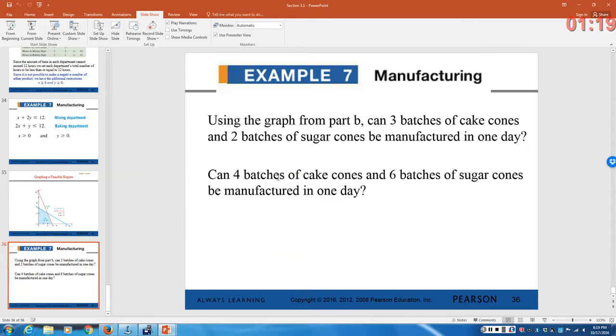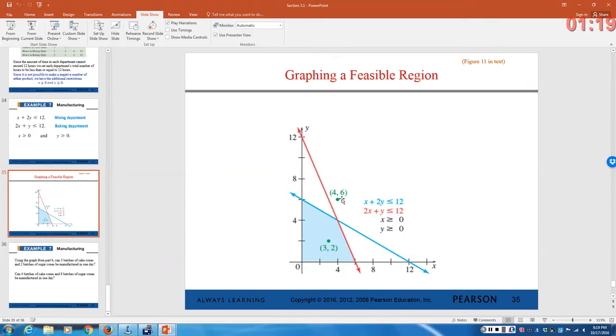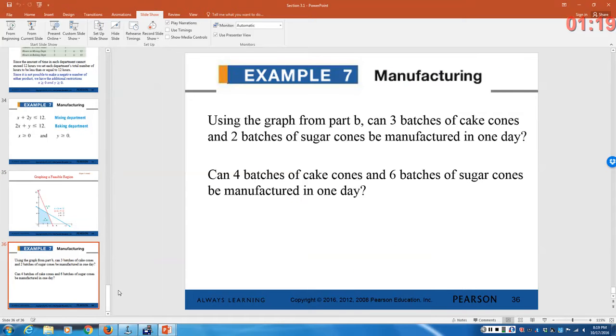Okay, the other question is, can they make 4 batches of cake cones and 6 batches of sugar cones in one day? And you almost shouldn't even have to answer that, because considering that one or the other of these is going to be doubled in both of the equations, you're going to exceed the potential amount for 12 hours. And the point 4, 6 does indeed fall completely outside the feasible region, so that's not possible. Okay? That's the end of that problem.